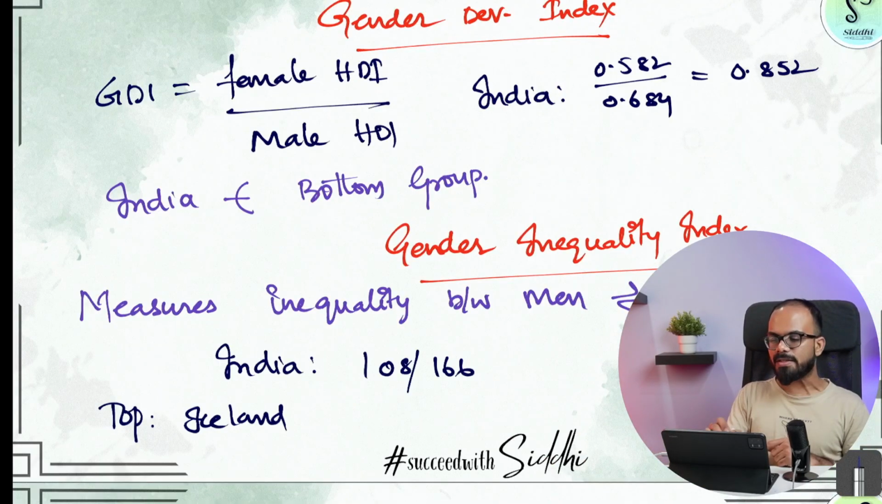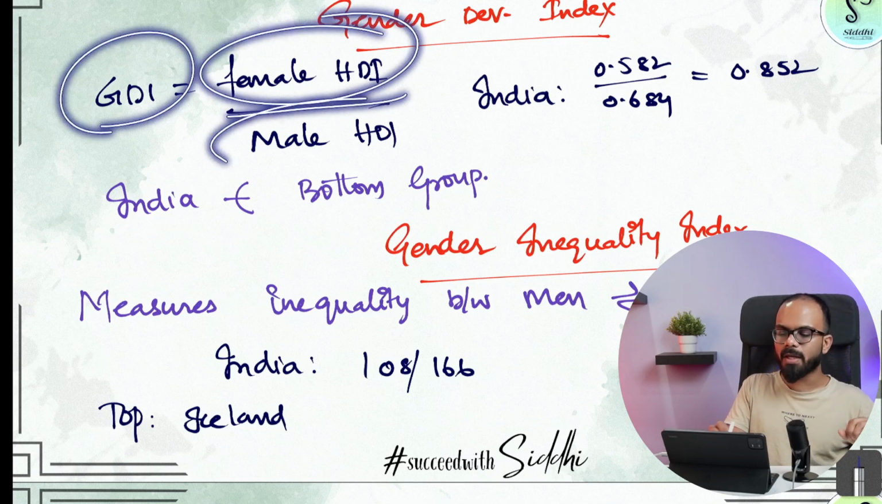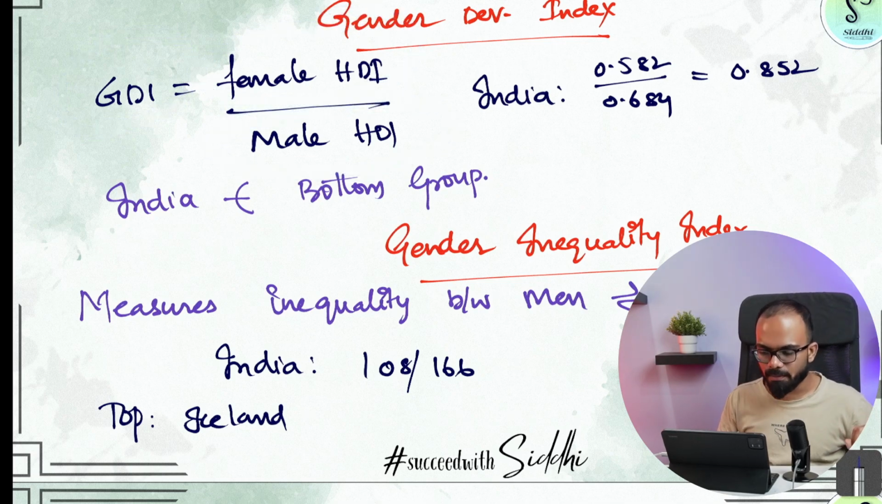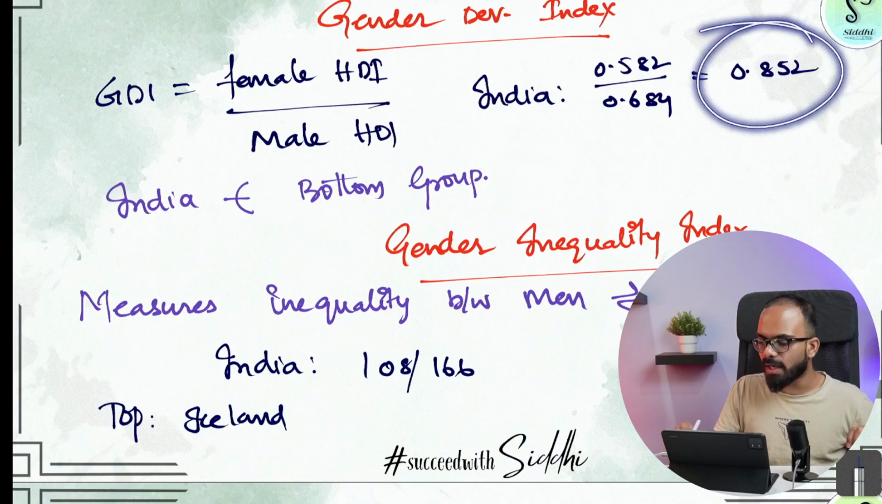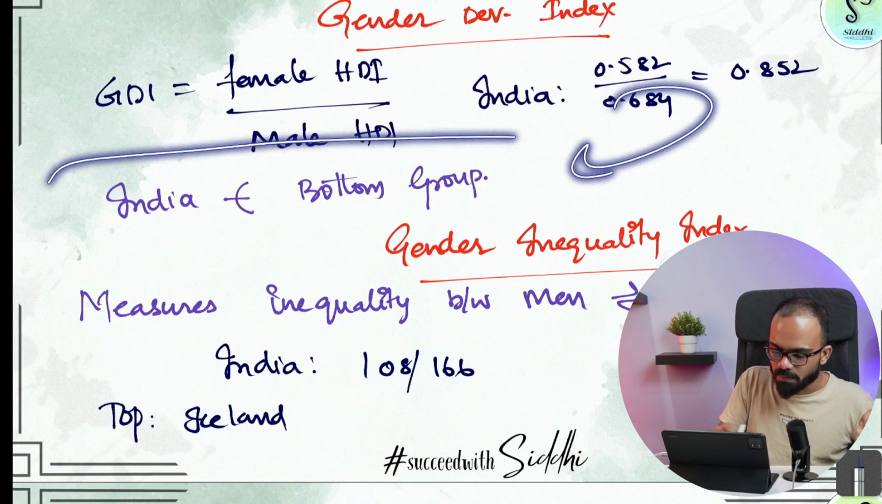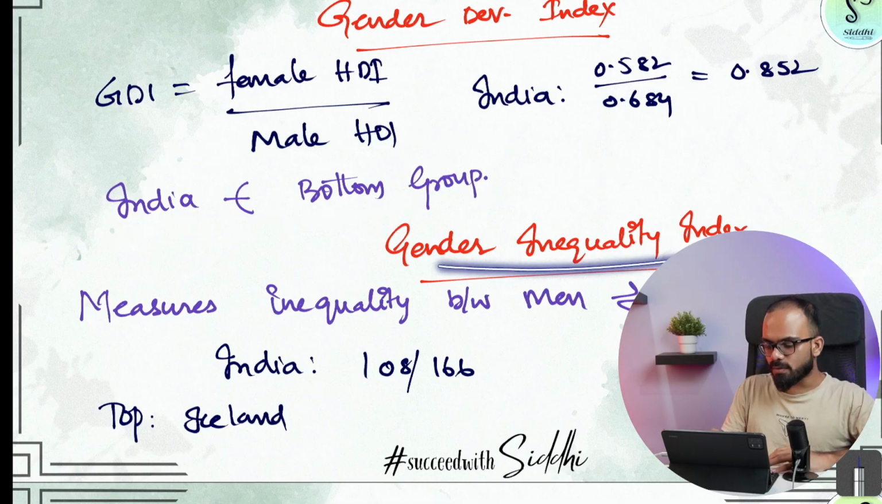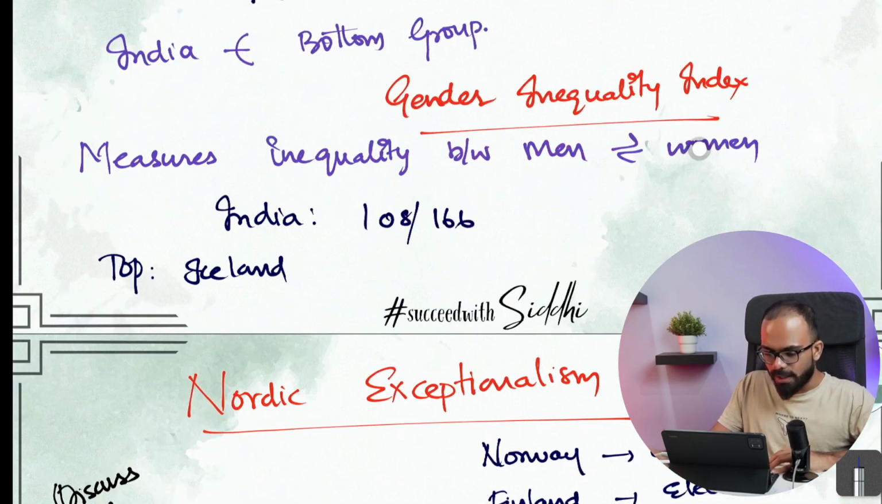The next index that we have to discuss is the Gender Development Index. It helps to understand the gender inequalities in any country. It gives you the ratio of the female human development index versus the male human development index, and the value of GDI in India is somewhere around 0.852, because of which India is placed in the bottom group.